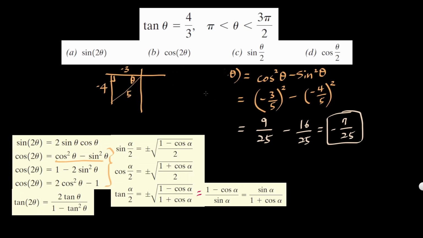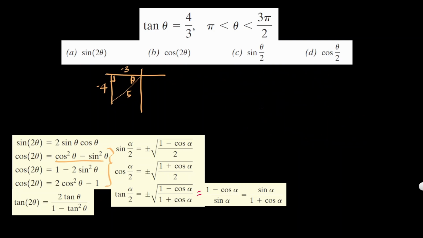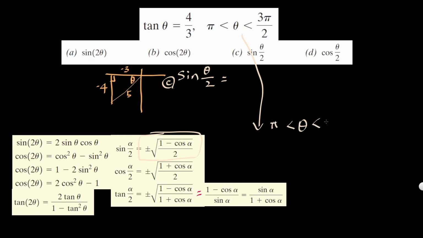Okay, we'll do part C. Half angle for sine. So we have sine theta over 2. When you look at the formula, it's going to be positive or minus, so we need to decide that first. Remember, we use the domain here. So theta is actually between pi and 3 pi over 2. But we're taking sine of theta over 2, so we need to divide everything by 2.